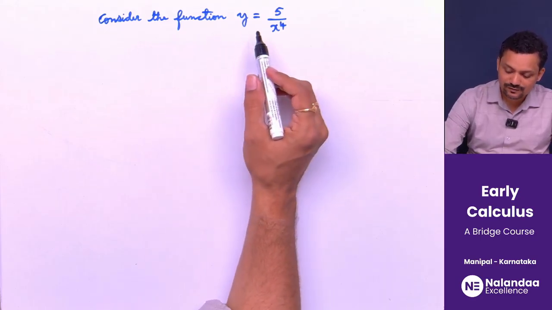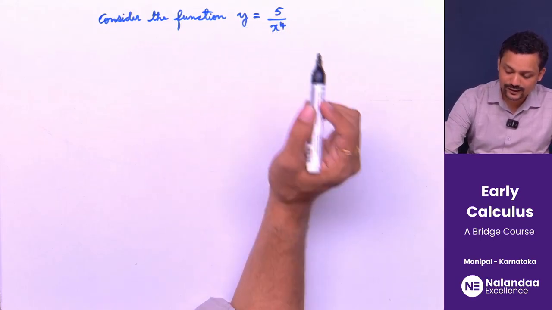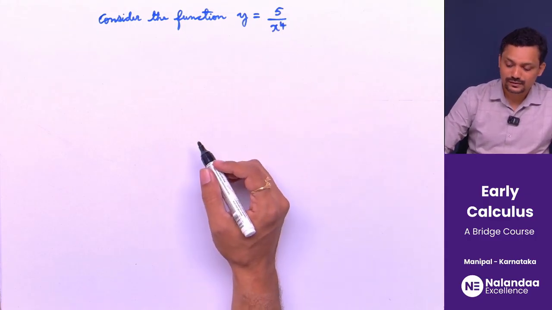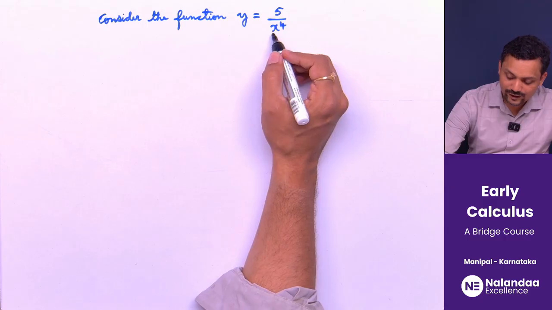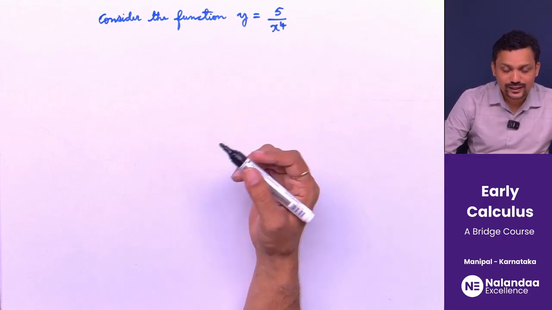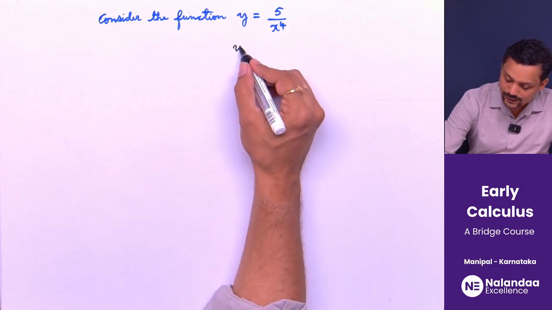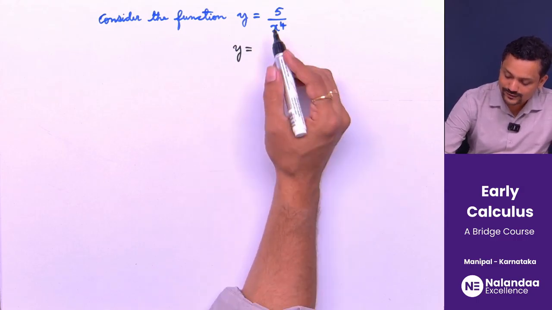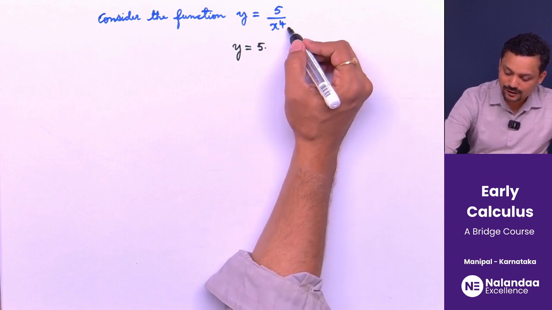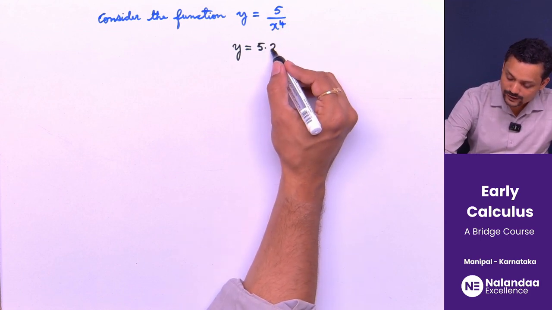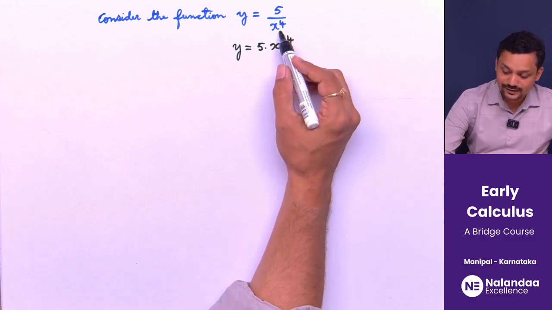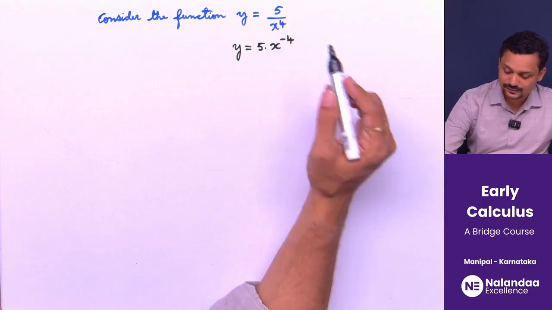Now let us consider the function y is equal to 5 by x power 4. Now suppose we want to differentiate this function. We want to find the derivative of 5 by x power 4. You can convert it into y is equal to a x power b very easily by writing this as y is equal to 5 into, now when this x power 4 is written on the top, it will become x power minus 4. So this is by the theory of indices.